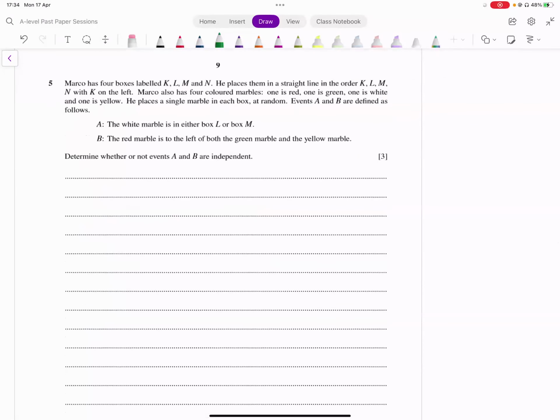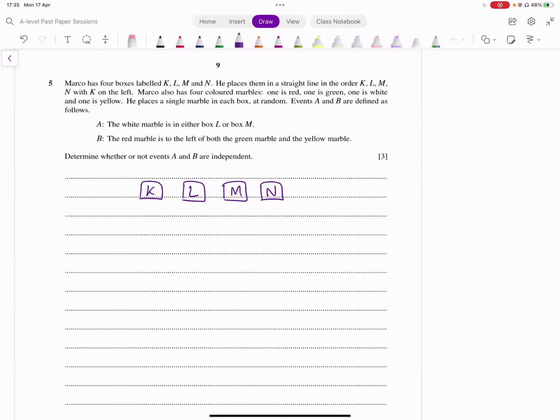Question number 5. Marco has 4 boxes labeled K, L, M, and N. He places them in a straight line in the order KLMN with K on the left. So they're placed like this. There are 4 boxes. Let's say they are like this: K, L, M, N. These are the 4 boxes that we have.